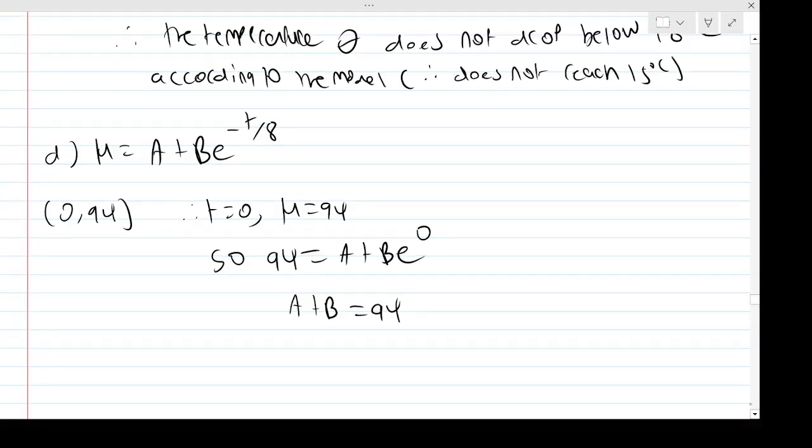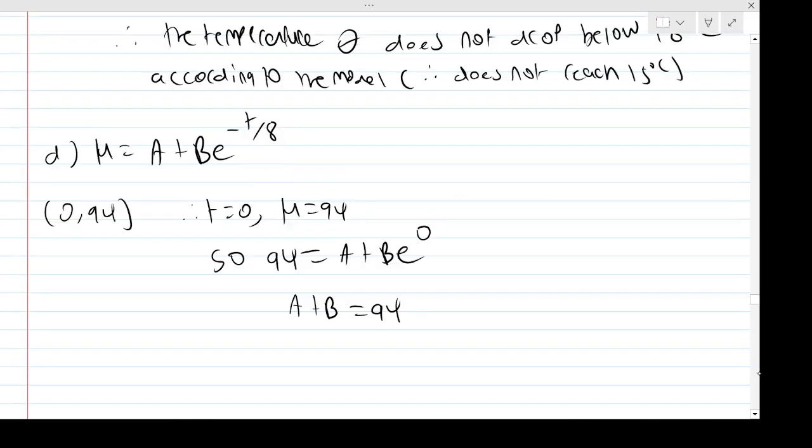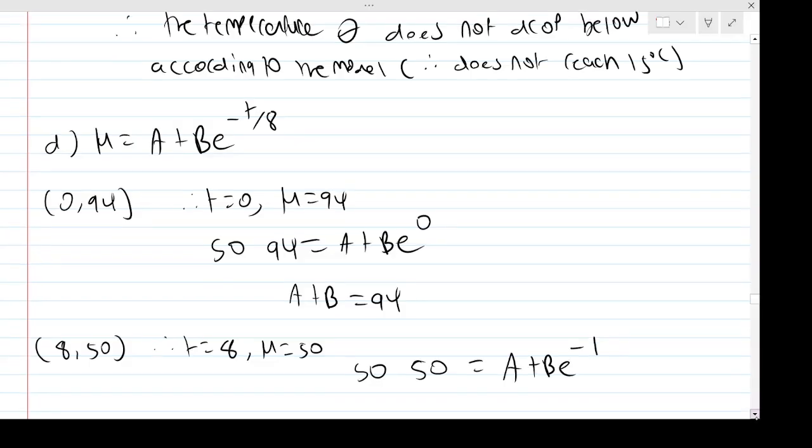I'm also given the coordinate 8, 50. Now again, that means t is 8 and mu is 50. So therefore, 50 for mu is going to be A add B e to the negative 8 over 8. Well, that's just minus 1 then, e to the minus 1.